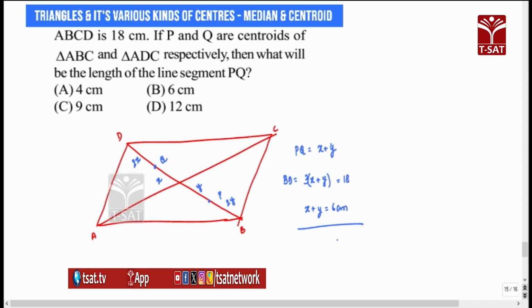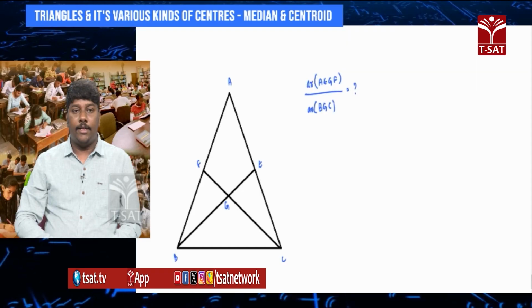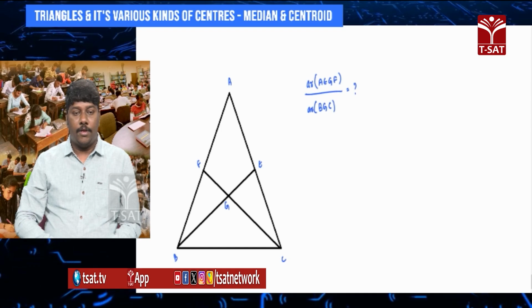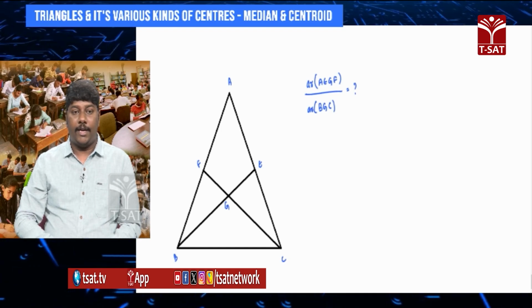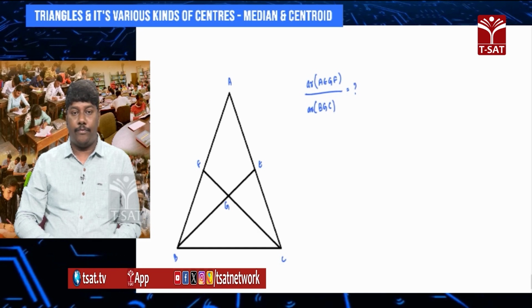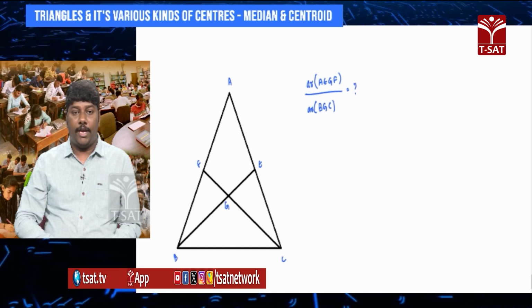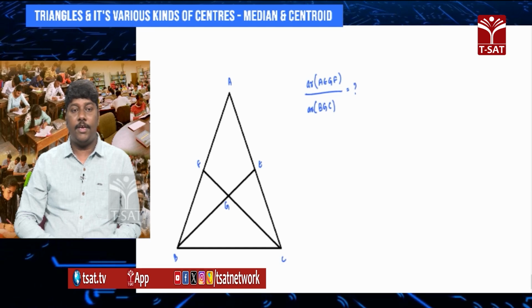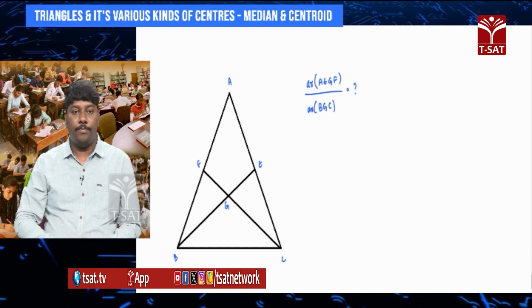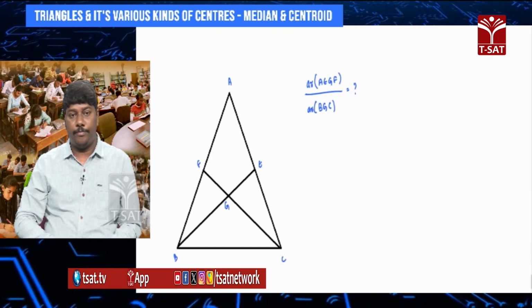So, just remember, if P and Q are centroids, it is always 1/3 of the diagonal given. So, look at one more problem here. Look at the triangle ABC. In this triangle ABC, he is asking you the area of AEGF divided by area of triangle BGC. So, here BE and CF are medians, G is a centroid.